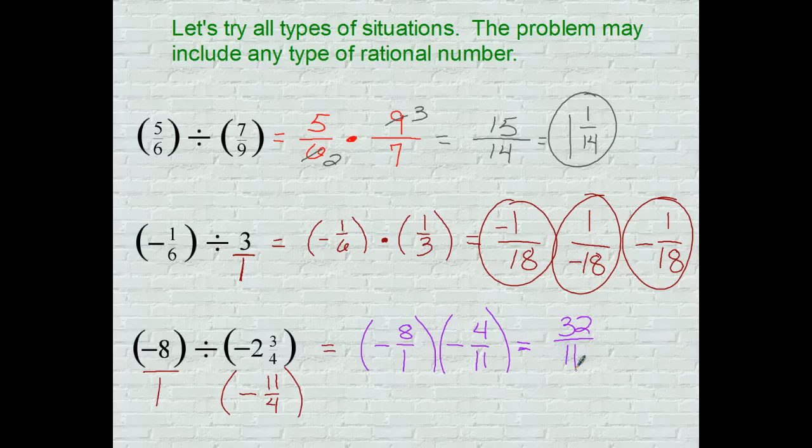And count up your signs. I see 2 negative signs that would make my answer positive, except this is improper. So 11 goes into 32 only 2 times with 10 leftovers. 10 left over your denominator, and that should be it. Let me double check. 4, 32, and I think we're looking good.